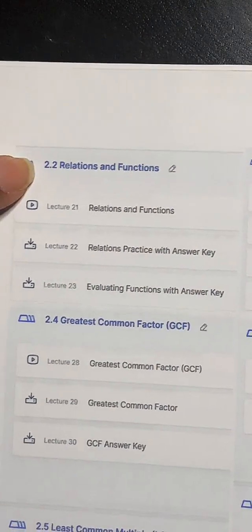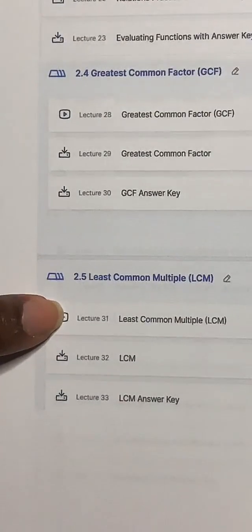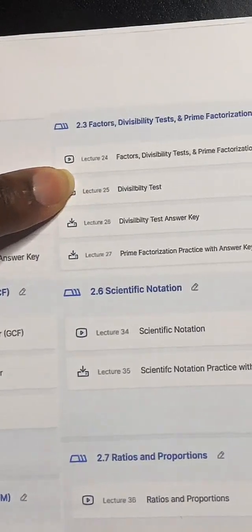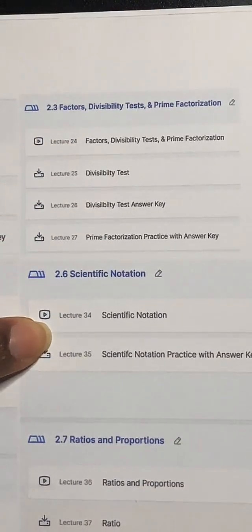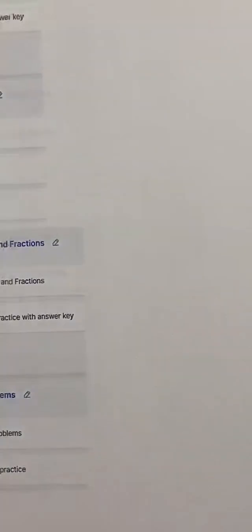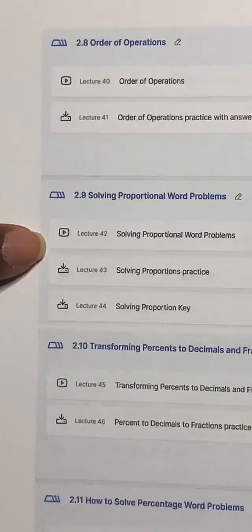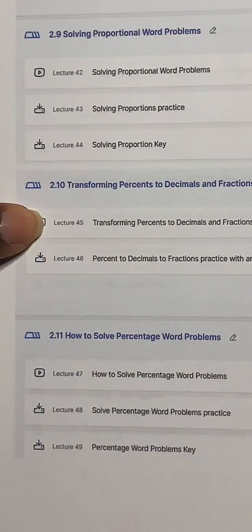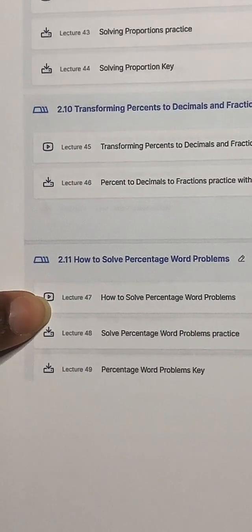Then you have your functions, your greatest common factor, which we've talked about, your least common multiple, which we've talked about, and your factors, looking at the divisibility test. How do you know which is your divisibility test? Your scientific notation, your ratios and proportions. We did a few of those. Then we have order of operations, solving proportions, percents to decimals, decimals to fractions, all of that. Your famous solving percentage word problems, that's in there.